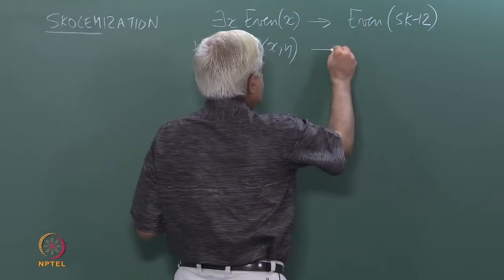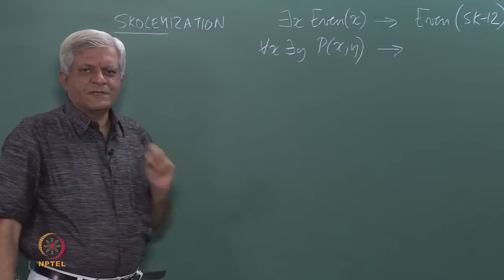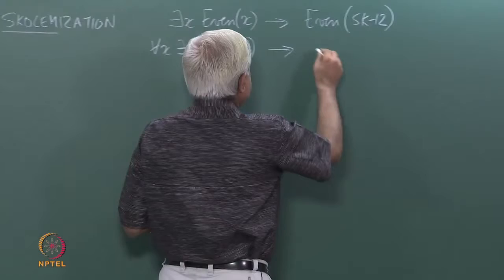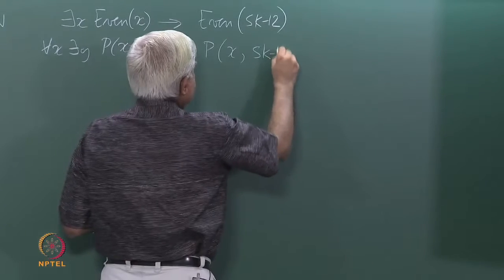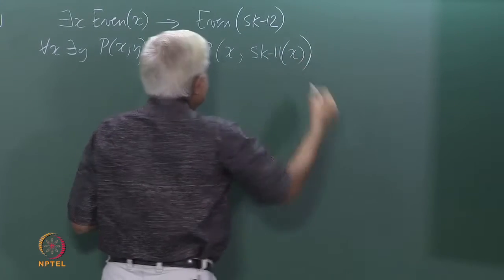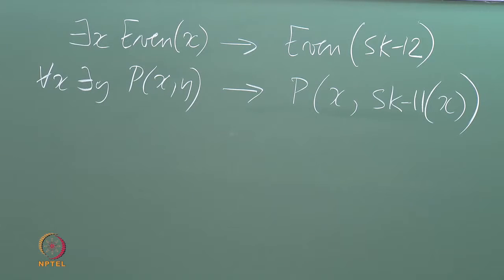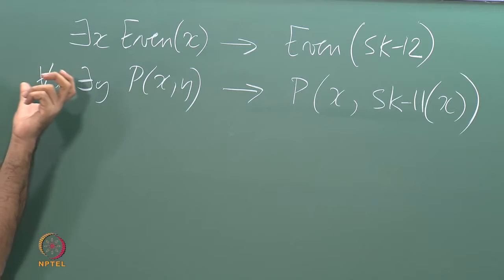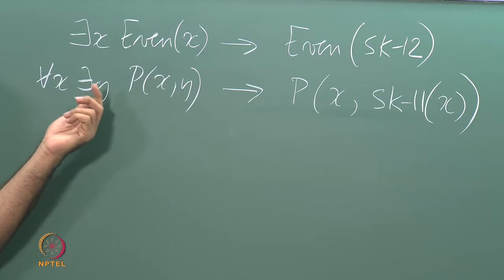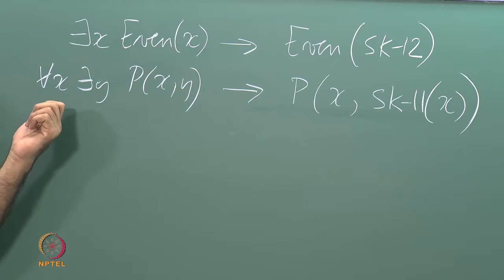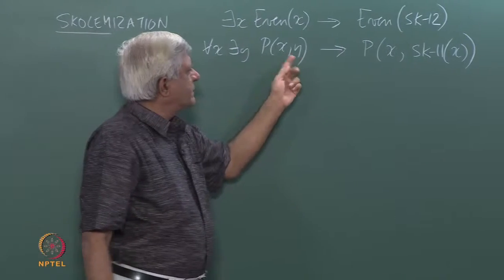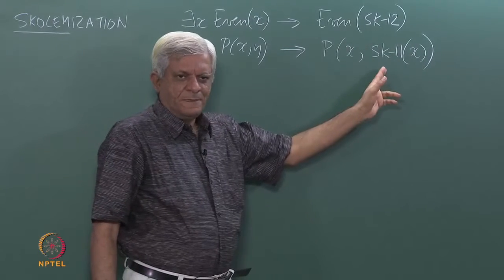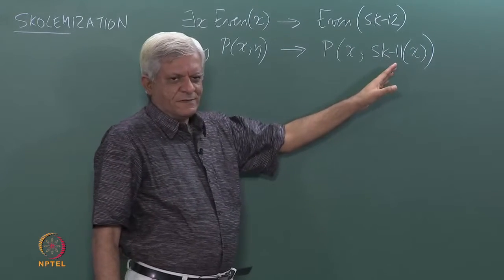We can transform this into an implicit quantifier form by writing it as p x, sk11 x. So what are we saying here? When we have an existentially quantified variable inside the scope of a universally quantified variable, then we are replacing that variable with a function of the other variable, and the function is a Skolem function.